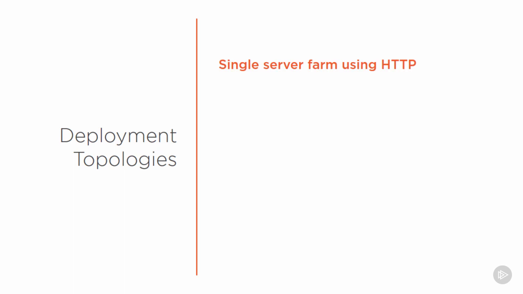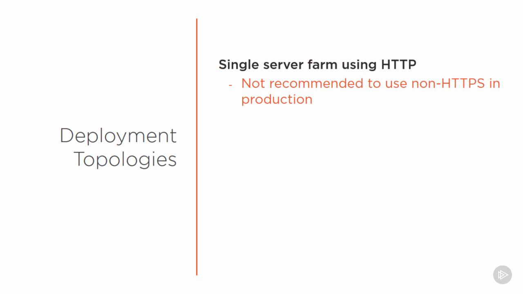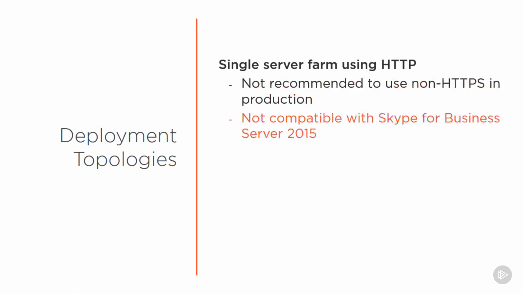There are a few different ways that you can deploy Office Online Server. The most simple is a single server farm using HTTP. This is not recommended. You should not use non-HTTPS for your Office Online Server in production. However, if you're just spinning up a single server for testing purposes, temporarily, just for some quick pilot action, then you can run on HTTP just for that short period of time. However, if you are using HTTP, it's not compatible with Skype for Business Server 2015.